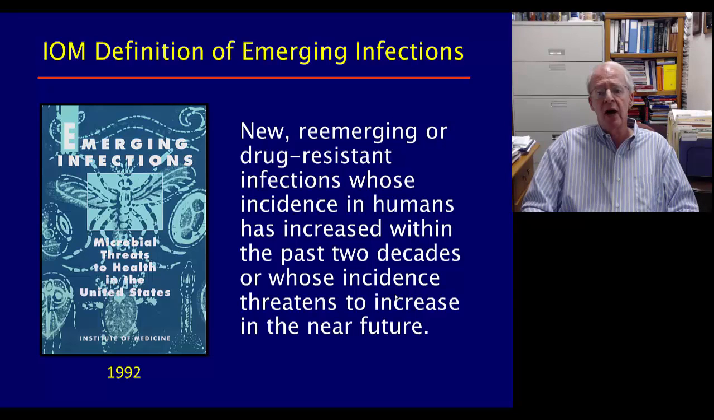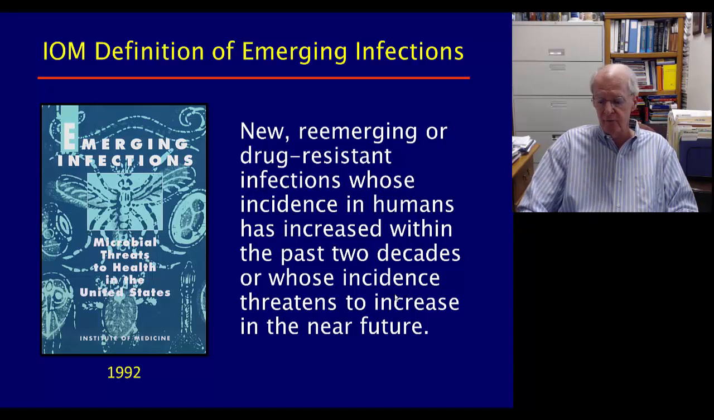One, they provided a definition of emerging infections as new, re-emerging, or drug-resistant infections whose incidence in humans has increased within the past 2 decades, or whose incidence threatens to increase in the near future. That's a very broad definition, and it's interesting that even at that time, it specifically included drug-resistant infections.